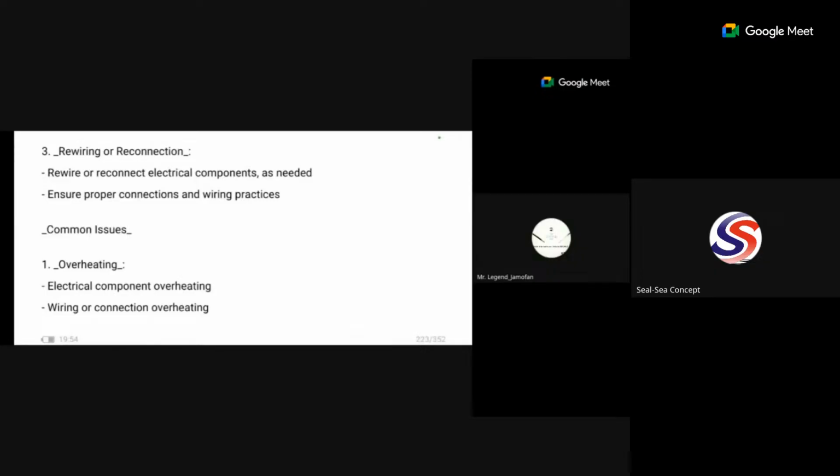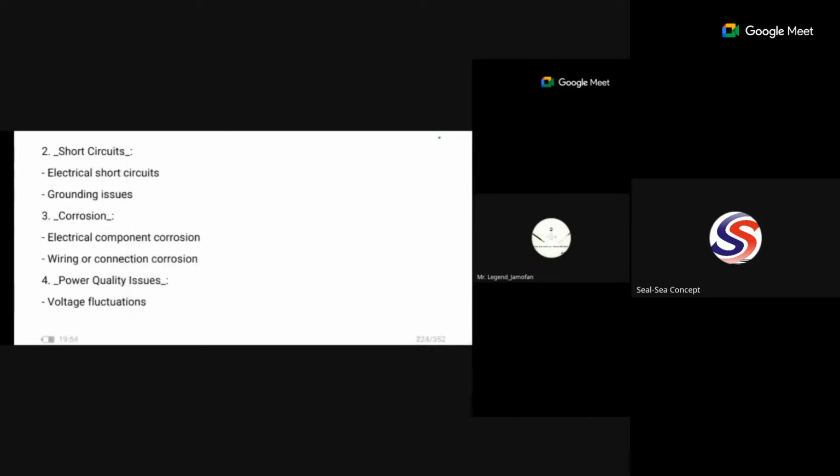The common issue, as I've told you, is that most electrical machines suffer from overheating. Overheating of the system, electrical components overheating, wiring or connection overheating. So you have to look out for this. Short circuits happen if the live conductor shorts with the ground, that's the neutral.